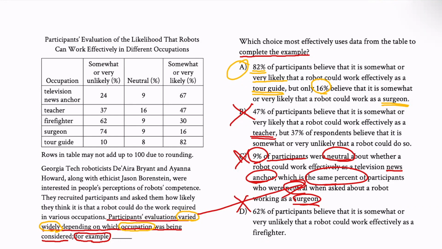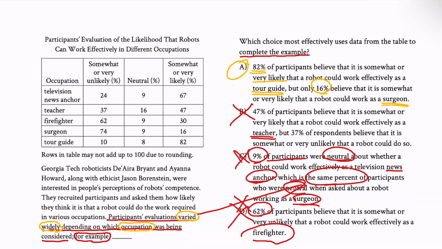Even though they're talking about different occupations, there's no difference. And we need to find not only a difference, but a large difference, a huge difference between the evaluation of different jobs, okay? So that's the problem with C. And for option D, 92% of participants believe that they are somewhat or likely to work as a firefighter. That's it. There's no comparison. So how can I get the varied widely information from that? So D is also incorrect.